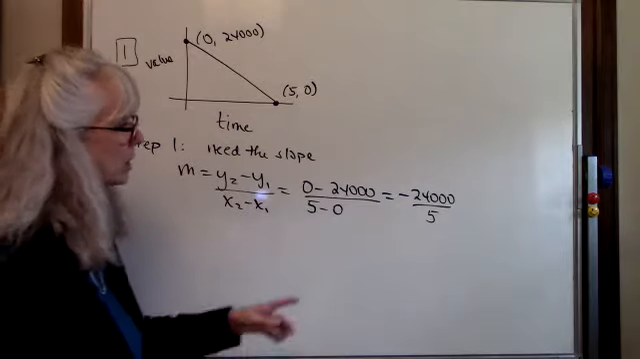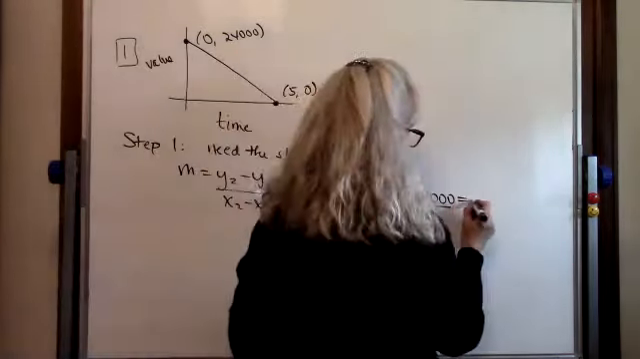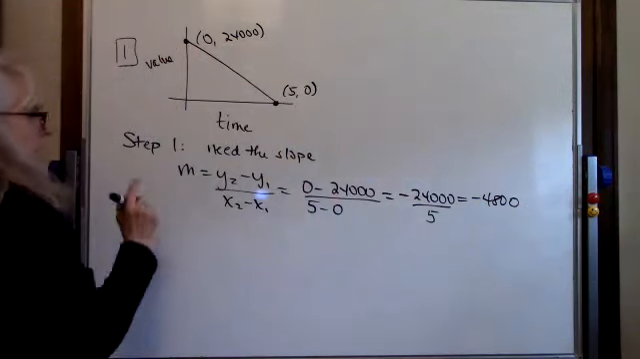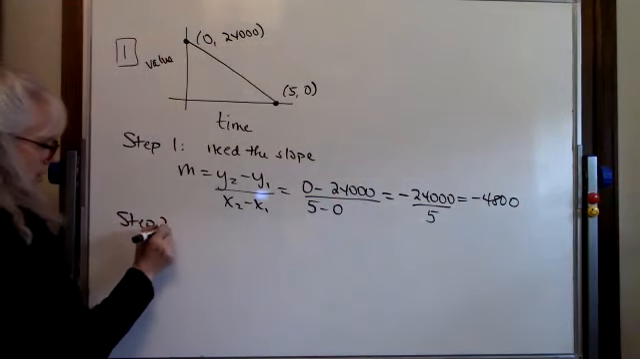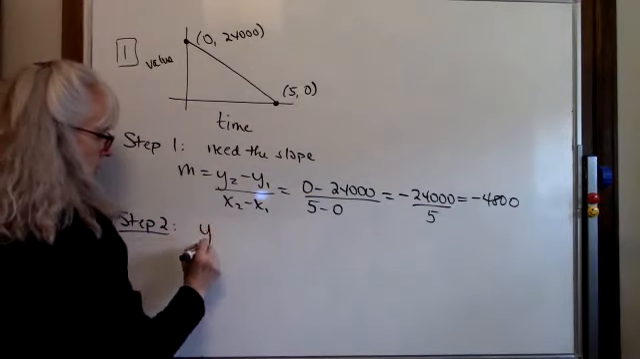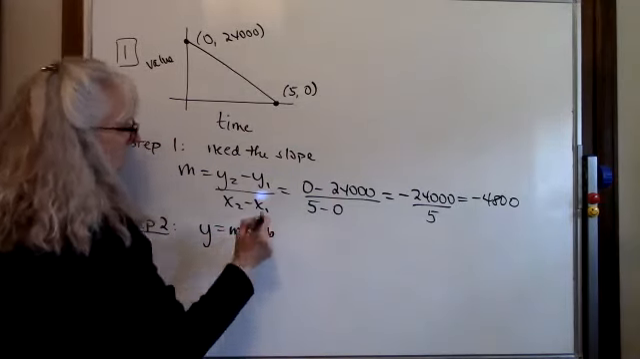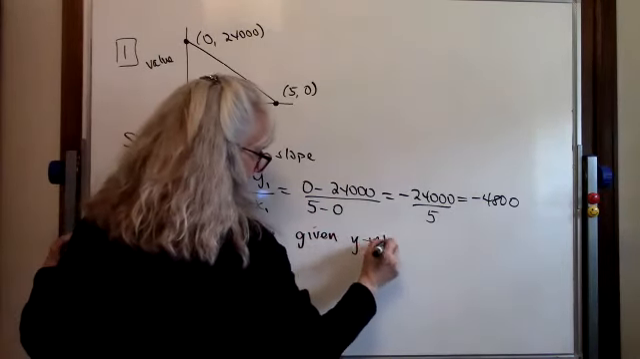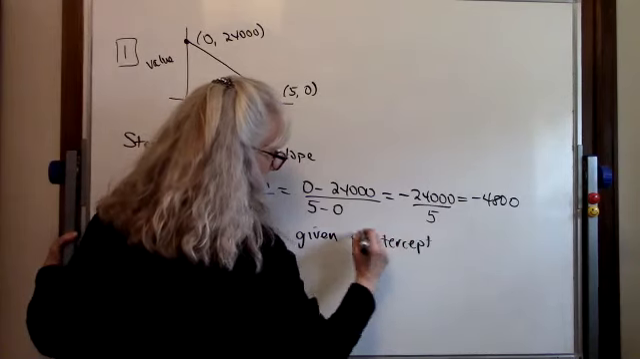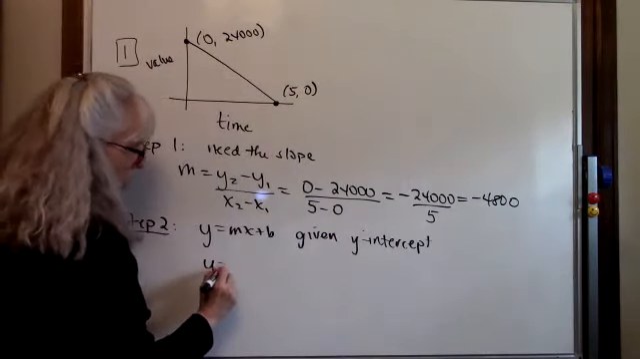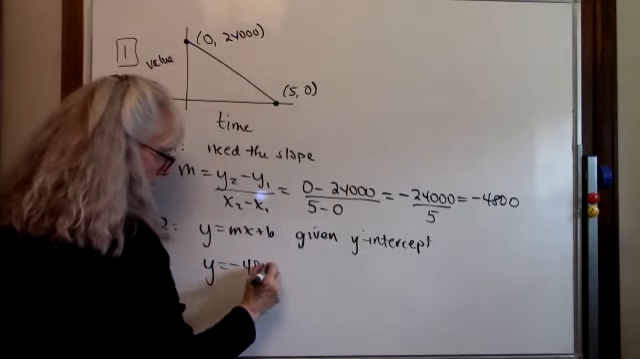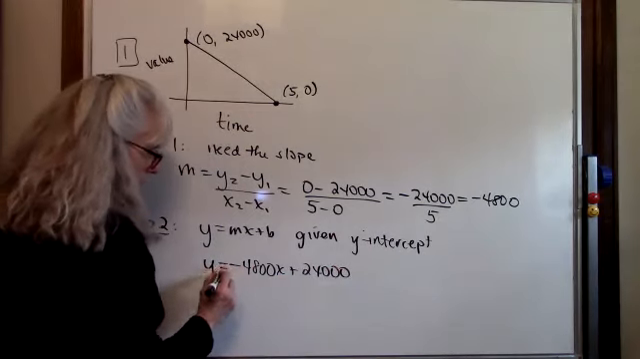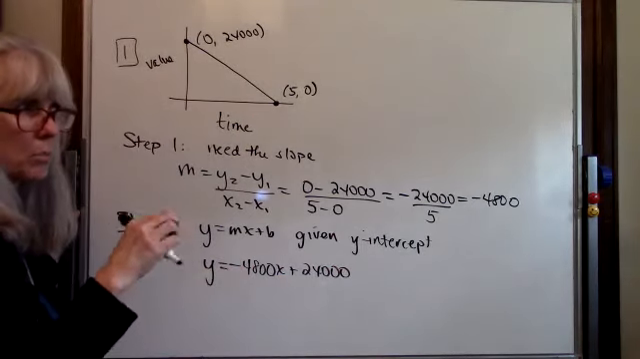Let's go ahead and divide that out. 24,000 divided by 5 comes out to be a negative 4,800. A much friendlier number to work with. Now we're going to write the equation of the line. We like y equals mx plus b because we were given the y-intercept. So I do not need to go through the point slope form. I can simply write this function as y equals negative 4,800 x plus the 24,000 of the purchase price.